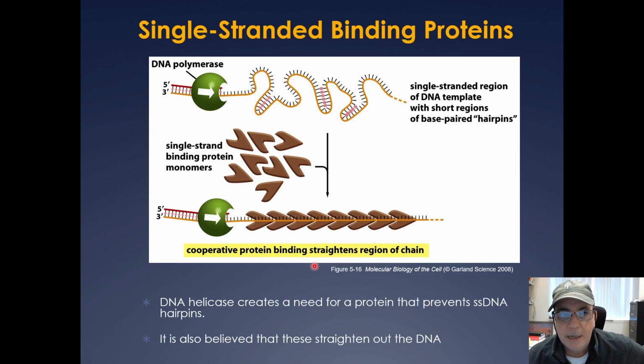Now, when DNA is being copied, especially on the lagging strand, one of the things that can happen is you can get these DNA hairpins, okay? And these DNA hairpins can cause a big problem for DNA polymerase. What prevents them on the lagging strand are these proteins called the single-stranded binding proteins. They help to basically straighten out the DNA so that the polymerase can travel unabated down as it's copying it. And these hairpins actually will require a lot of energy to break down.